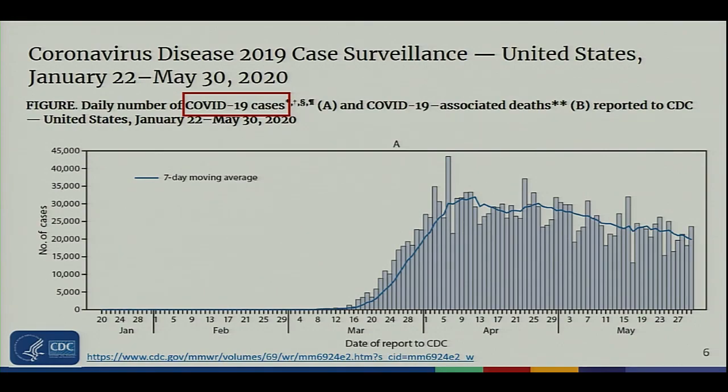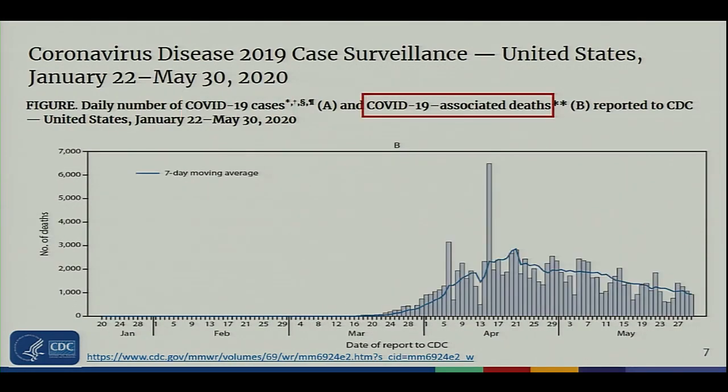This figure is from the recently published MMWR, showing cases of COVID-19 by date of report to CDC. The 7-day moving average, as shown by the blue line, peaked on April 12th. And while there has been a decline since then, the 7-day moving average indicates ongoing community transmission. This figure shows COVID-19 associated deaths through May 30th, and the 7-day moving average number of deaths peaked on April 21st.